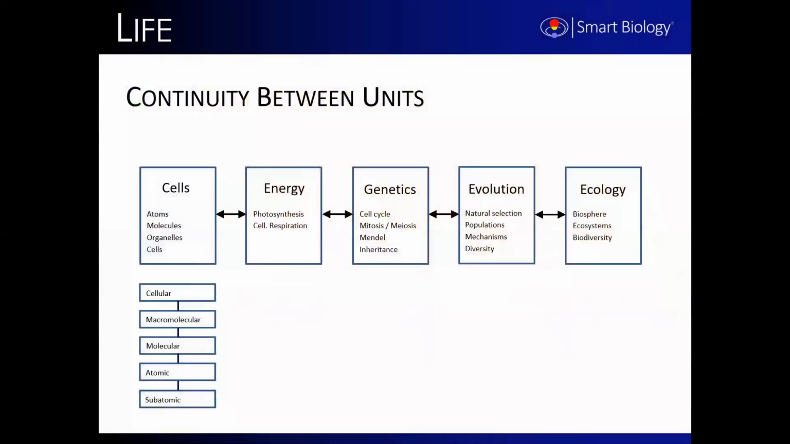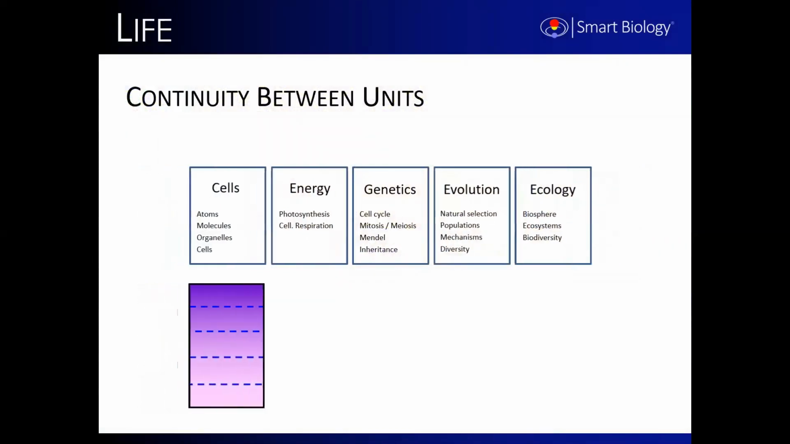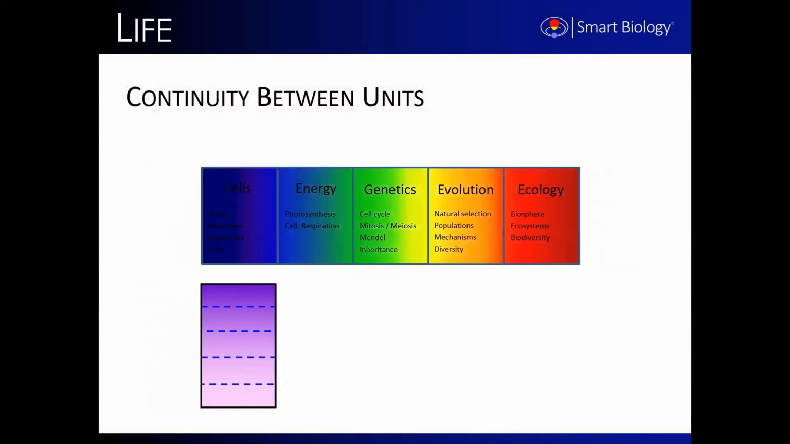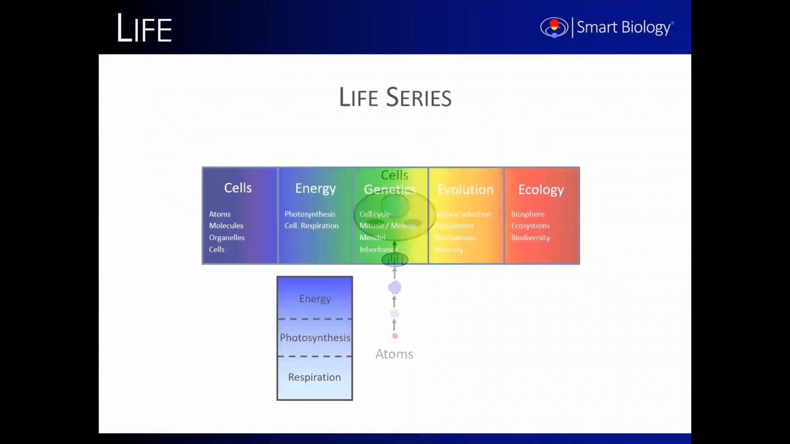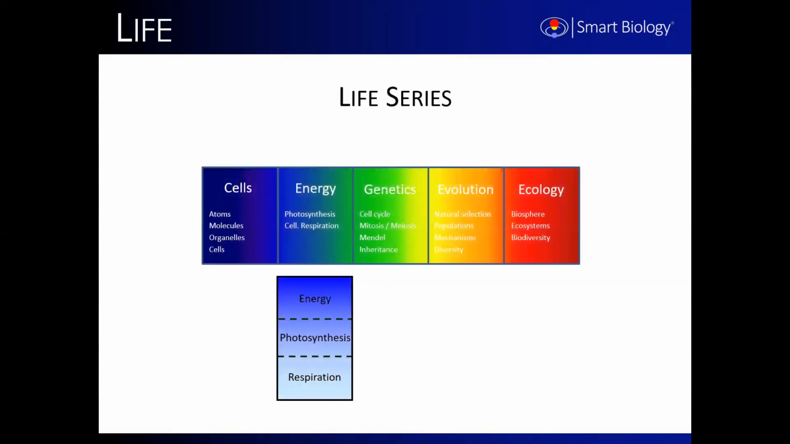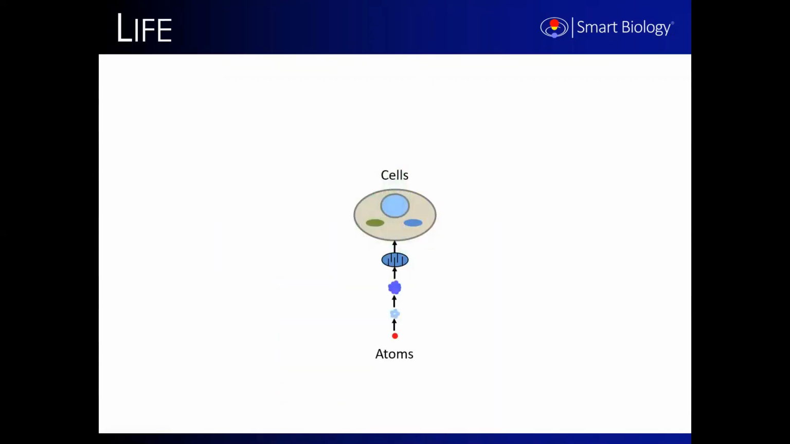So to summarize, there is continuity within each unit and between the 5 units as well. In Unit 1, we go through a vertical journey from atoms, molecules, all the way to cells. In Unit 2, we begin with a chapter on energy. So what is chemical energy? What does it mean for electrons to be excited? This sets the stage for photosynthesis and respiration. Unit 2 is therefore a horizontal journey as we learn how energy flows through a cell.